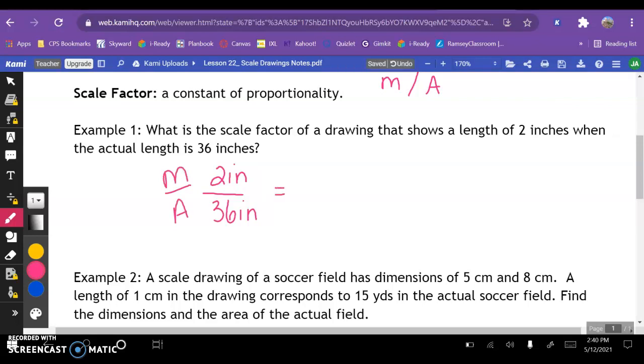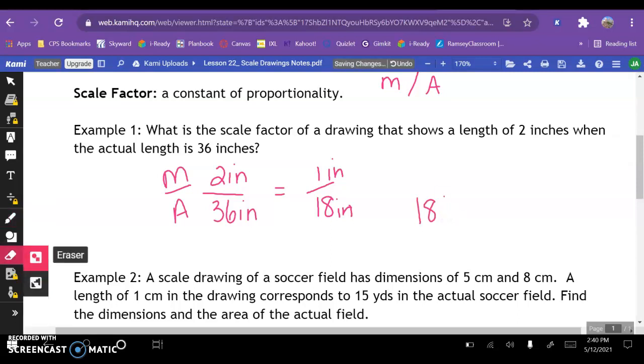If I reduce this fraction, 2 and 36 are both even, so I'm going to cut them in half, so I would have 1 and 18. So 1 inch equals 18 inches is my ratio. So that means every inch is 18. Every inch is equal to 18 of the actual. So we're multiplying by 18 inches here, or our scale factor of 18.